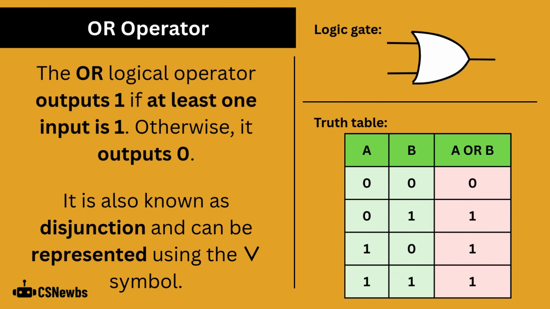The OR logical operator outputs 1 if at least one of the inputs is 1, otherwise it will output 0. It is also known as disjunction, and it can be represented using the upside down AND symbol. The logic gate kind of looks like an arrowhead, and the truth table shows that if there is at least 1 in either input, then it will output 1. So the only time it will output 0 is if both inputs are also 0.